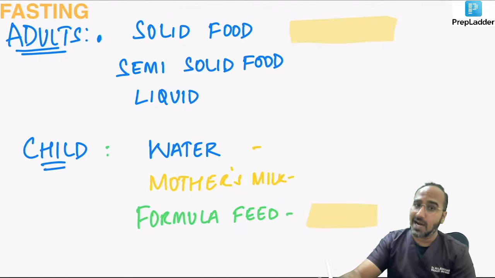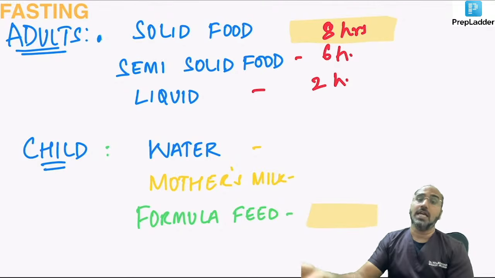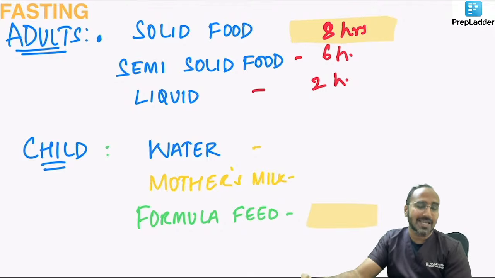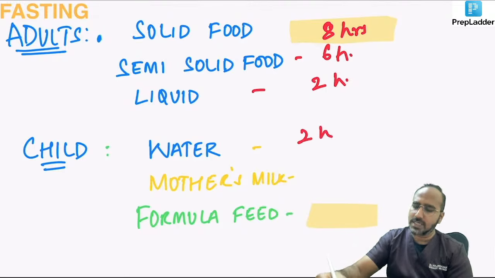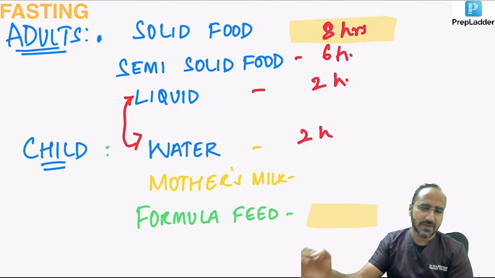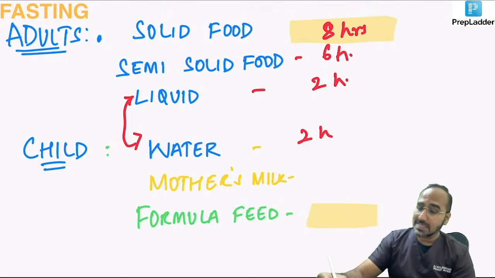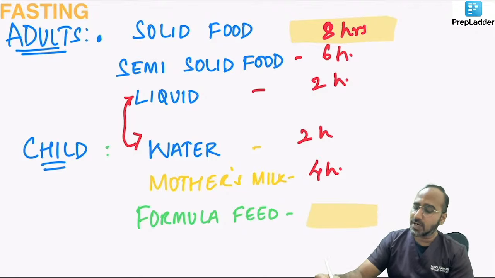So if the patient is adult and he is on solid food, how many hours of fasting is mandatory, guys? 8 hours. Previously it was 12 hours, but now it is 8 hours. Okay, for semi-solid food, 6 hours of fasting is mandatory, whereas for liquid it is 2 hours of fasting. If there is a child who is brought to you for surgery, then how many hours of fasting is mandatory? For child, it is 2, 4, 6. If the child is taking only clear water, 2 hours of fasting. So remember, clear fluid, liquid or clear fluid, 2 hours of fasting, whether adult or child. If the child is on mother's milk, then 4 hours of fasting, and if the child is on formula feed, 6 hours of fasting is mandatory.